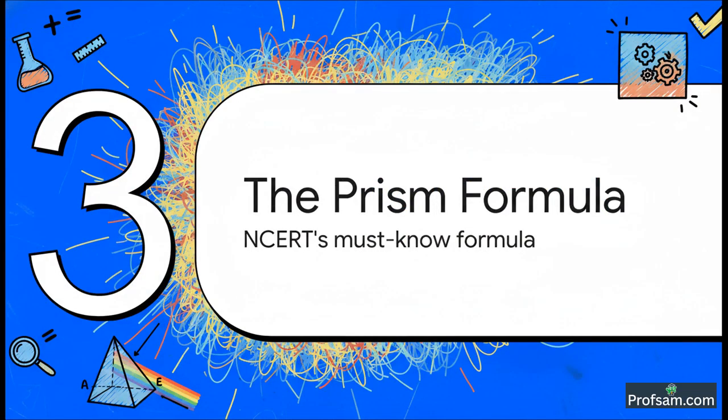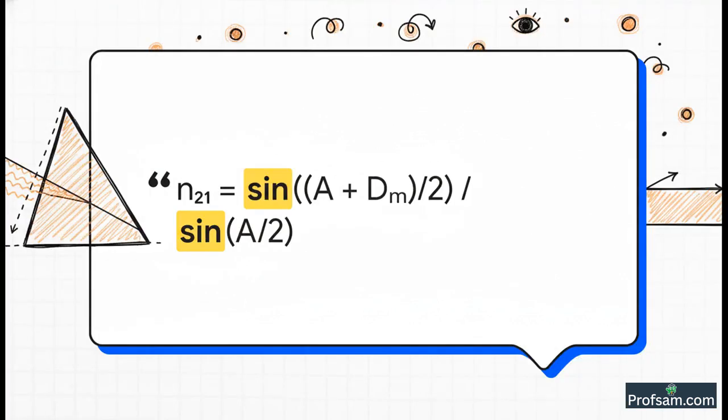All right, now for the part that I know can seem a bit intimidating, the formula. But please, don't worry about it. We are going to break it down so simply you will find it's actually quite logical. And this is the formula you will need for all your numericals. And here it is. This is the prism formula straight from your NCERT textbook.